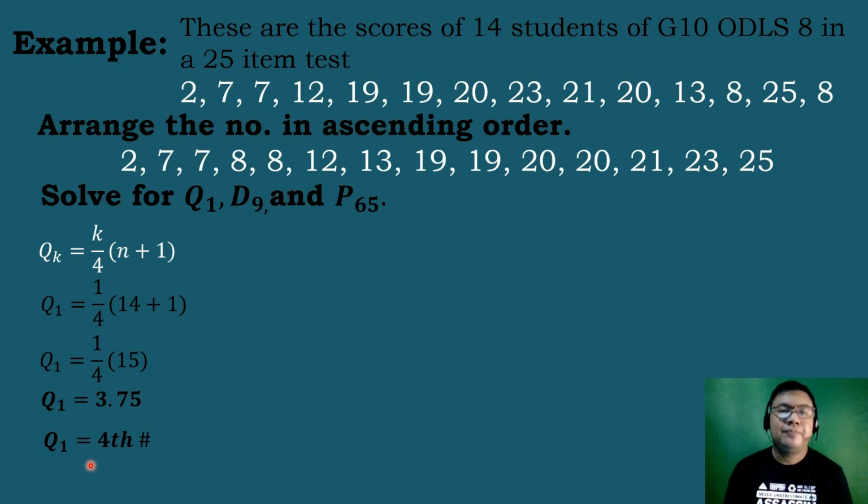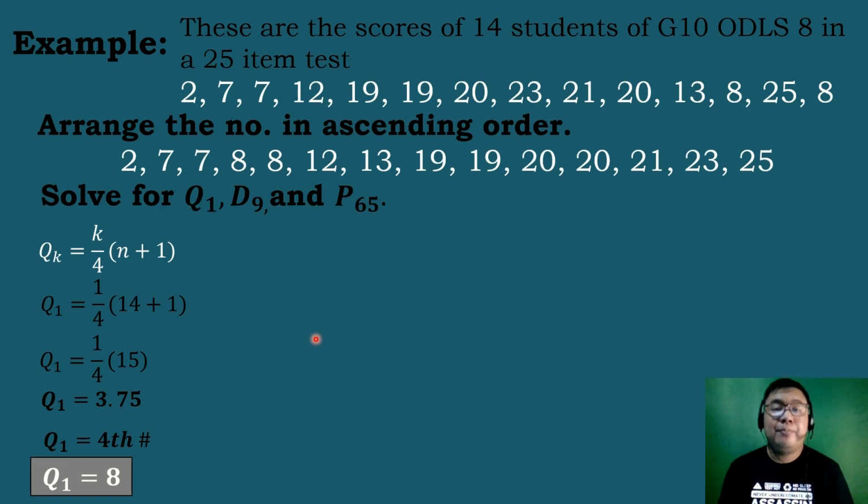So meaning to say quartile 1 is located at the fourth number of this course. So we will count these numbers 1, 2, 3, 4. Therefore, quartile 1 is equal to 8. If we will interpret it, quartile 1 is 25%. So meaning to say 25% of the students has a score of less than or equal to 8.